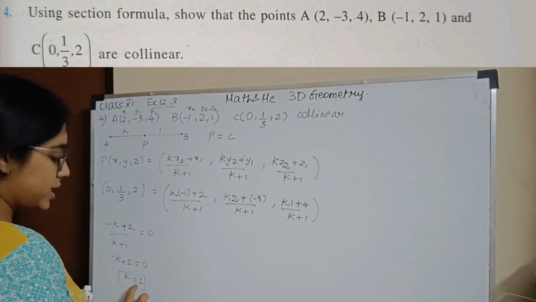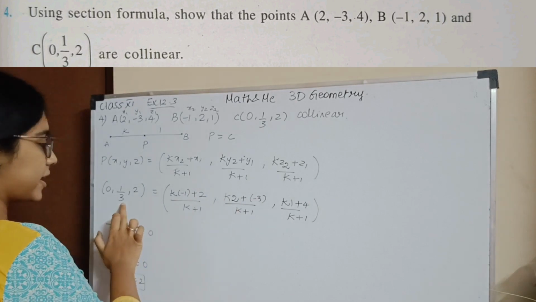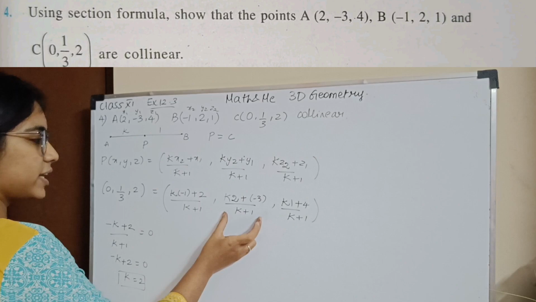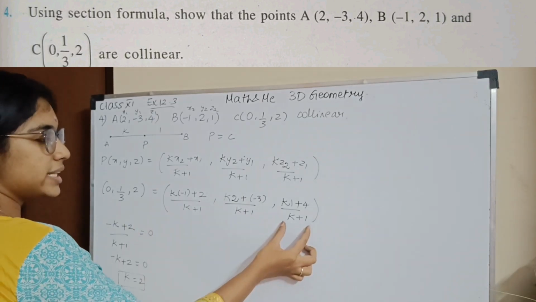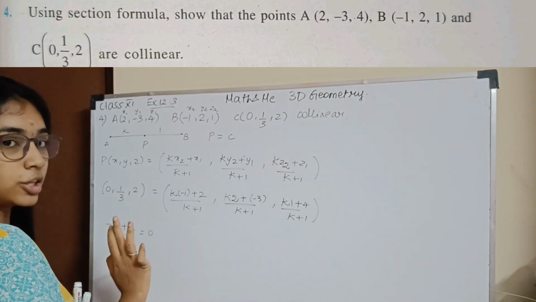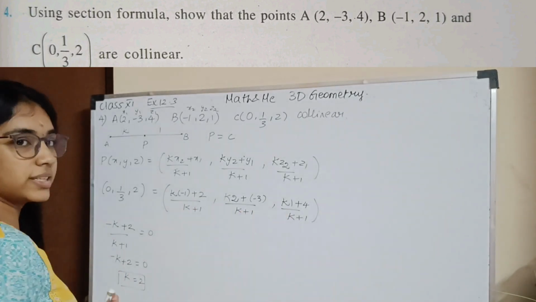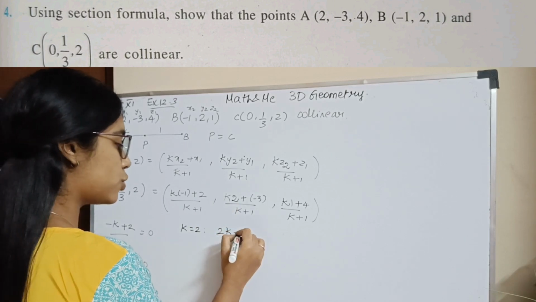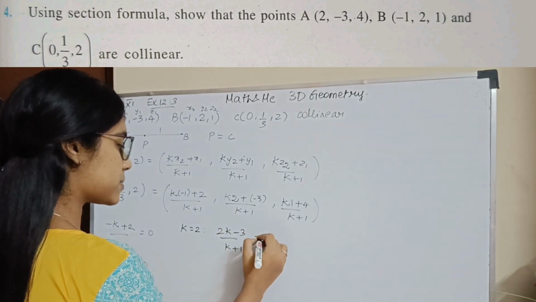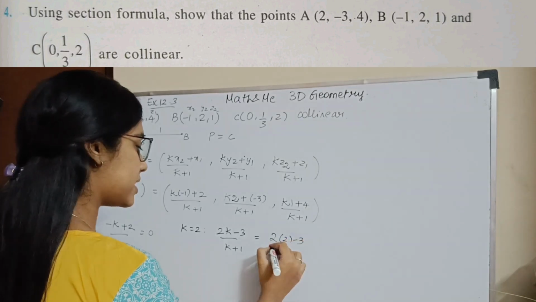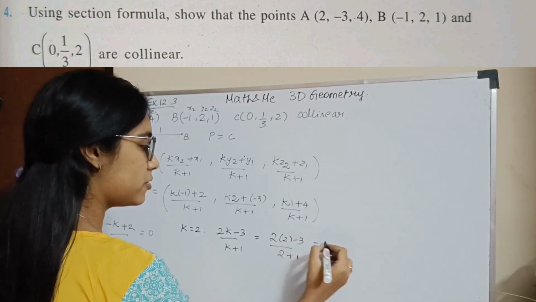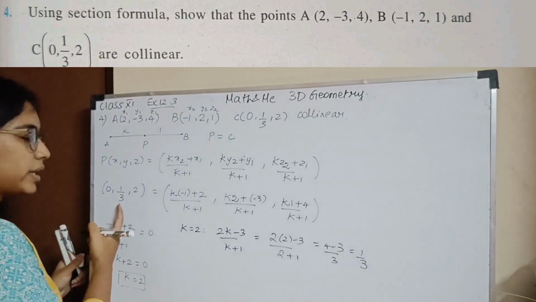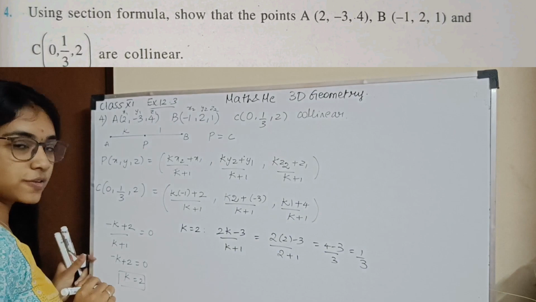I'm going to substitute k equals 2 in this to see if I get 1 by 3, and in this to see if I get 2. Okay, I have to substitute the k value here and see if 1 by 3 comes. So when I have k equals 2 and substitute it here, 2k minus 3 divided by k plus 1 becomes 2 times 2 minus 3 divided by 2 plus 1, which is 4 minus 3 divided by 3, which is 1 by 3, which is equal to the y coordinate of C. So these are my coordinates of C, correct?